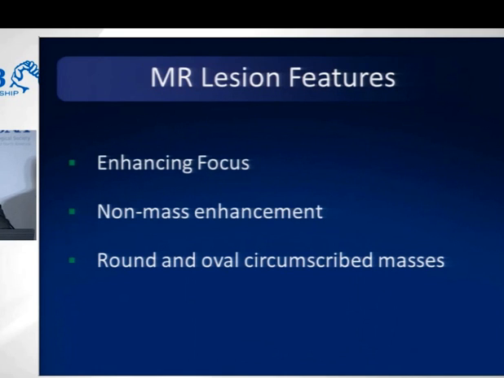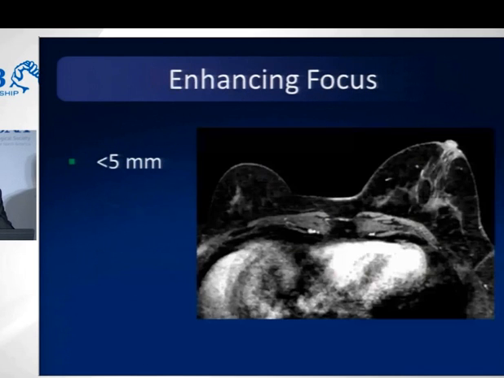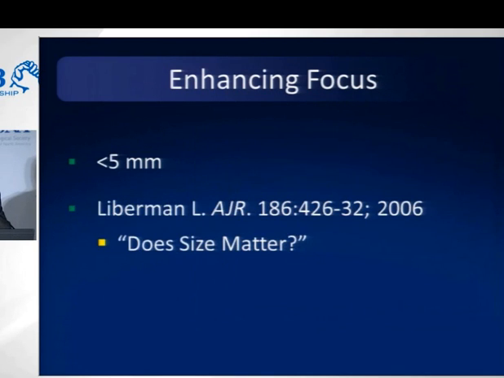Having said that, there are generally 3 types of lesions that people will tend to follow on MRI: the enhancing focus, areas of non-mass enhancement, and round or oval circumscribed masses. So let's take a look at these, starting with the enhancing focus. So an enhancing focus on MR is basically a dot of enhancement less than 5 millimeters in size.